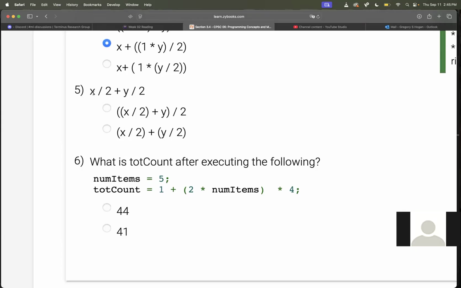All right, finally here you have x over 2 plus y over 2. We know that multiplication and division have higher priority than addition. So x over 2 should be in parentheses, and y over 2 should also be in parentheses. And that's the last one.